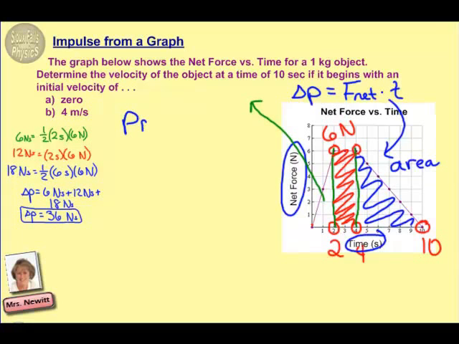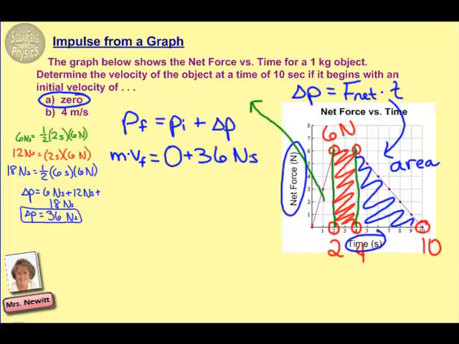We can say that the final momentum of an object would be equal to its initial momentum plus the change. So in the situation of situation A, it begins with initial velocity of 0. Okay, so it has 0 momentum to begin with. We have just determined that there's a total of 36 Newton seconds is the change over the graph. And then that can be set equal to the final momentum. Well, momentum is mass times velocity, so that could be written as mass times the final velocity.